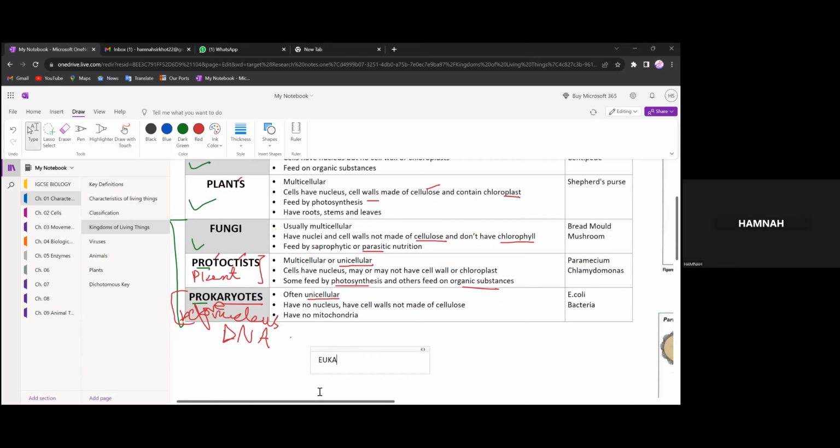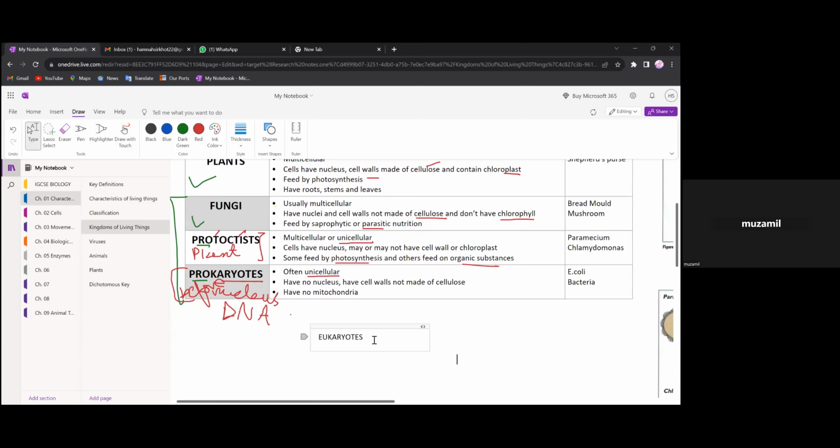Have you studied about prokaryotes and eukaryotes before? I've studied about prokaryotes, but not eukaryotes.